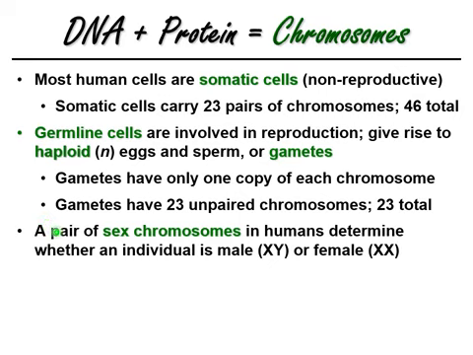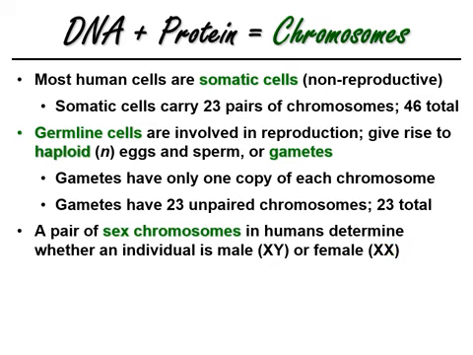I may have mentioned this a few times already. A pair of sex chromosomes in humans determines whether an individual is going to be the wild type for chromosomally male, XY, or the wild type for chromosomally female, XX. We'll talk about how the chromosomes can certainly be not aligned with your gonadal sex or your phenotypic sex, meaning you could certainly be an XY female or an XX male. But we'll get to that a little bit later on.